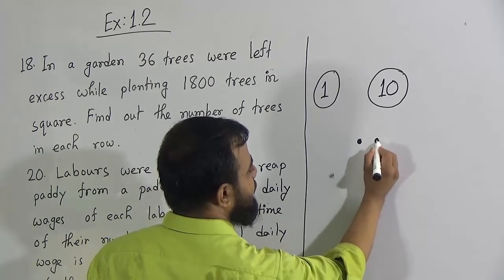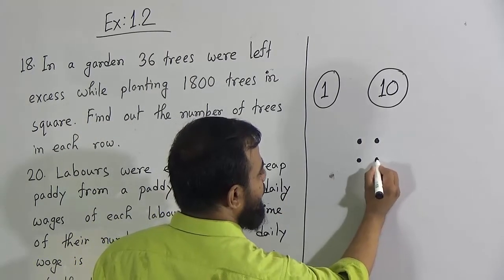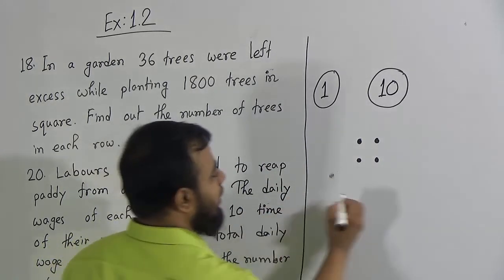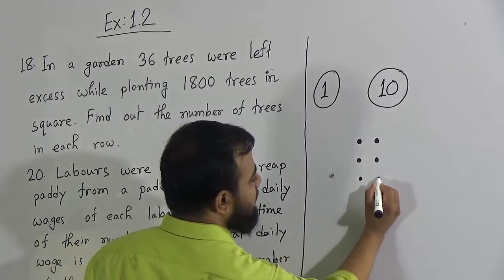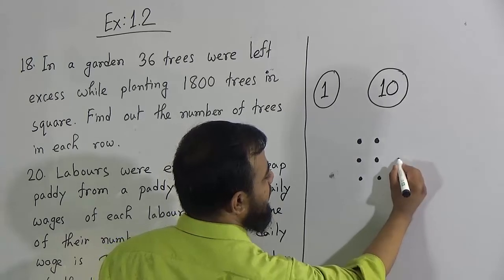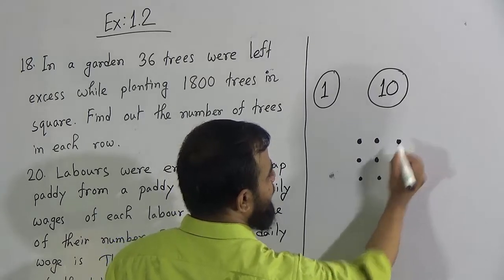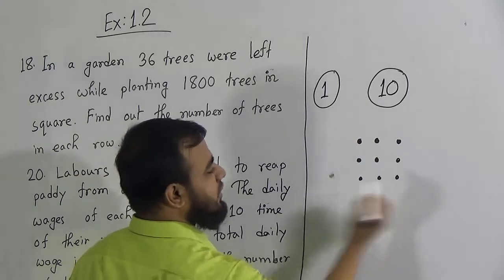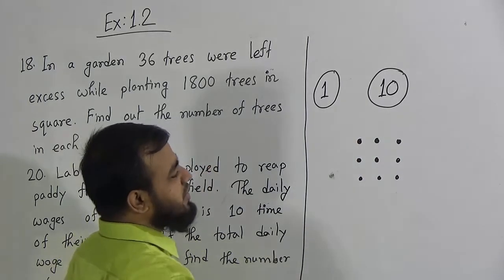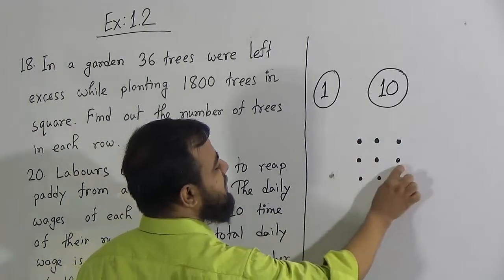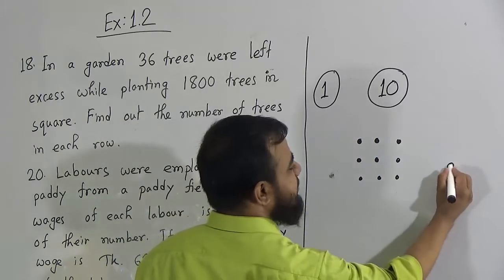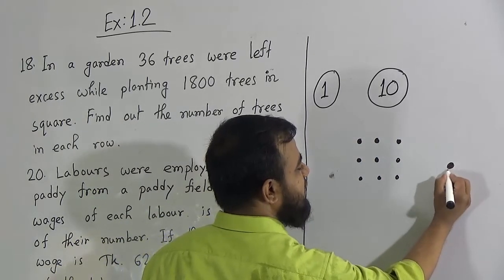1, 2, 3, 4. This is a square form, right? And 4 trees are there. Now make a square again. 1, 2, 3, 4, 5. So 5 and 4. This is also in a square form. All the dots are trees, suppose. Now how many trees are there? 1, 2, 3, 4, 5, 6, 7, 8, 9. There are 9 trees. And another tree is remaining here.